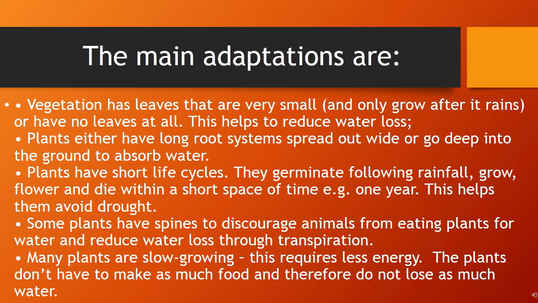Some plants have spines to discourage animals from eating plants for water and to reduce water loss through transpiration. Many plants are slow growing. This requires less energy. The plants don't have to make as much food and therefore do not lose as much water also.